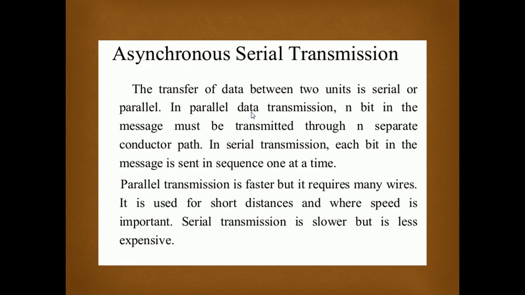As you know, transmission of data between sender and receiver is of two types, that is serial or parallel transmission. In parallel transmission, let's suppose we have n bits; to transmit these n bits in parallel, we require n separate lines. That means all the n bits of data are transmitted at once. But in serial transmission, the n bits are transferred one by one in sequence.